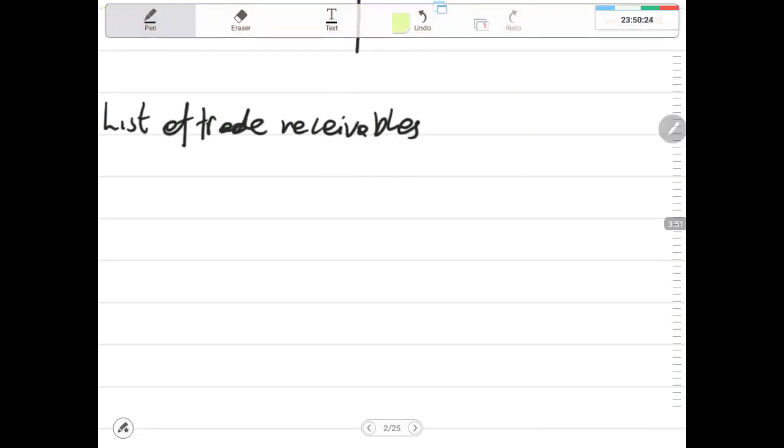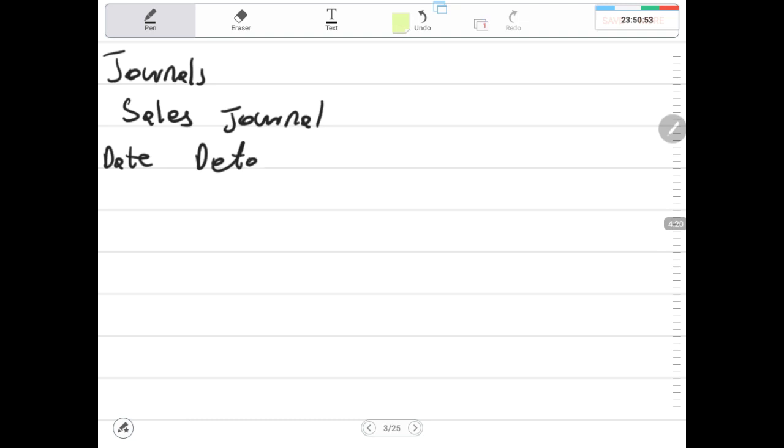Now, it is very important for us to understand where these two are related. First of all, this begins in what we call the journals. Under our journals, we have one journal that is called sales journal. Our sales journal normally has a column called date, second column details, but I will not write all the columns that are there in the sales journal. I just want to highlight the very important ones.